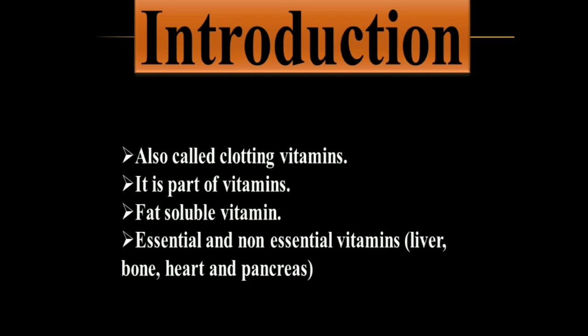Vitamin K is both an essential and non-essential vitamin, meaning we can obtain it from food, and our body can also make and store it. We have the liver, bone, heart and pancreas, which are the organs where the vitamin can be synthesized and stored. The normal range of vitamin K is 0.2 to 3.2 nanograms per milliliter.